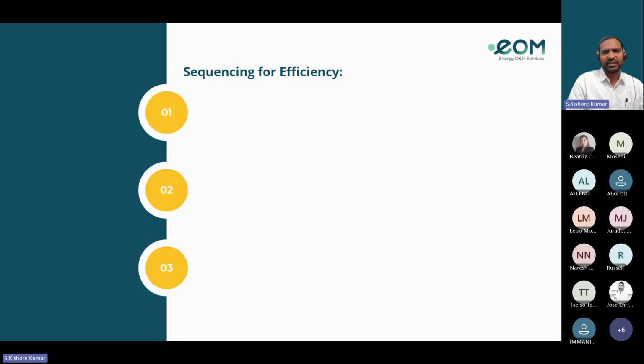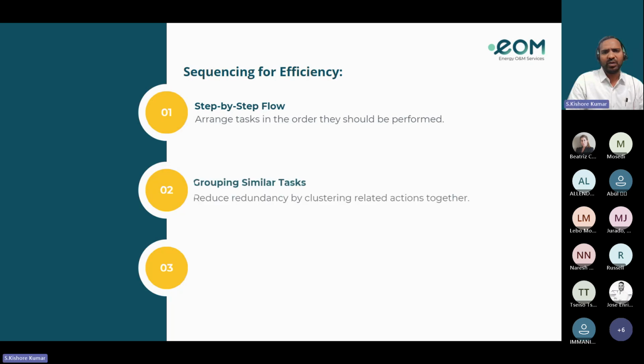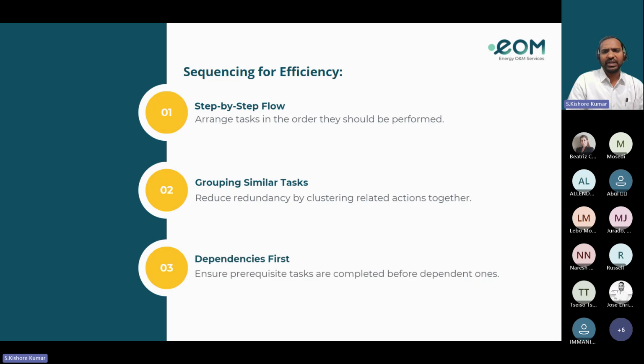Sequencing for efficiency. Always follow a step-by-step flow. Arrange tasks in the order they should be performed. Always group similar tasks to reduce redundancy by clustering related actions together. Dependencies first: ensure prerequisite tasks are completed before dependent ones.